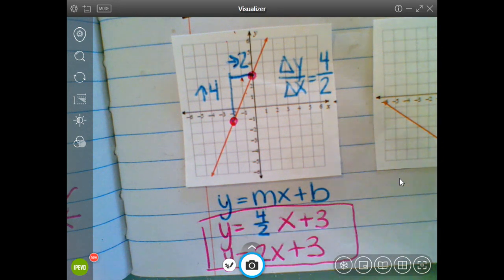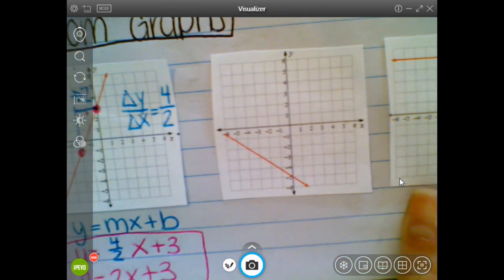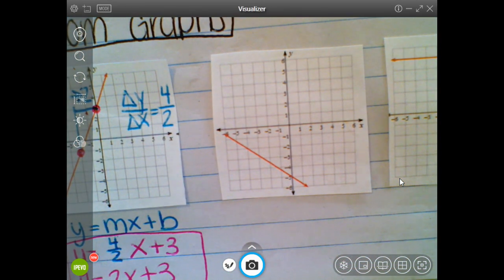Now this was for a line that had a positive slope. There's going to be other graphs that have a negative slope. We're going to do the same thing. We know we want to get it to look like y equals mx plus b.